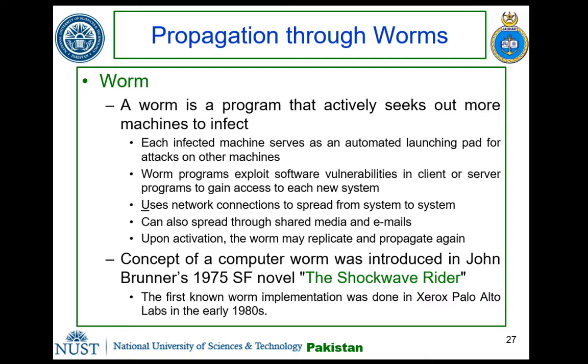They can use network connections to spread from system to system. They can also spread through shared media such as USB drives or CD or DVD data disks. Email worms can spread in macro or script code included in documents attached to email or to instant messenger file transfers. Upon activation, the worm may replicate and propagate again. In addition to propagation, the worm usually carries some form of payload, such as those we will discuss later.